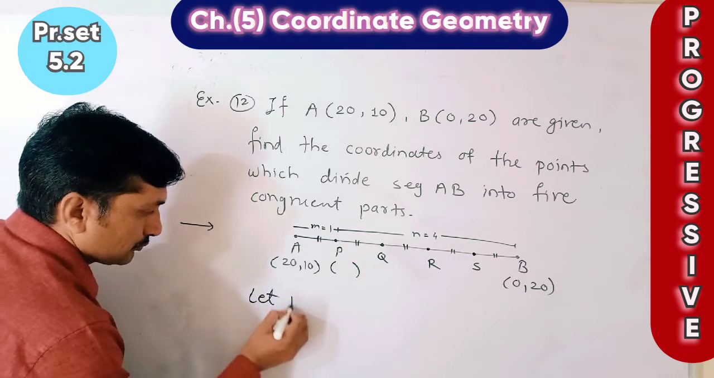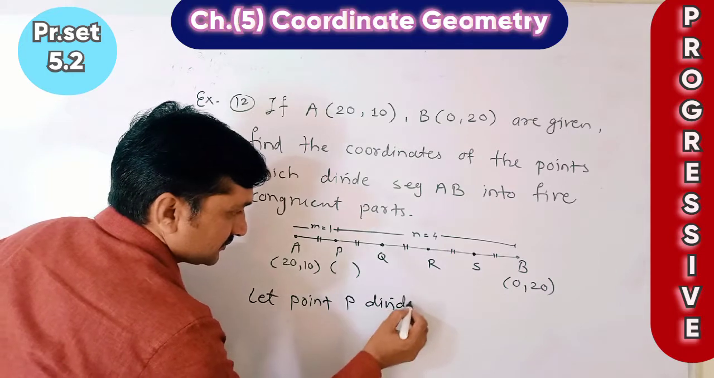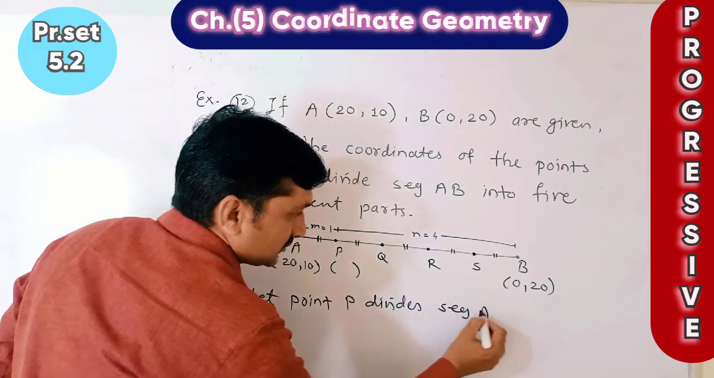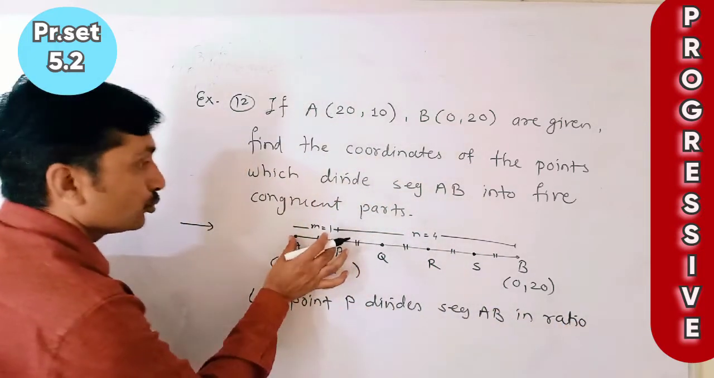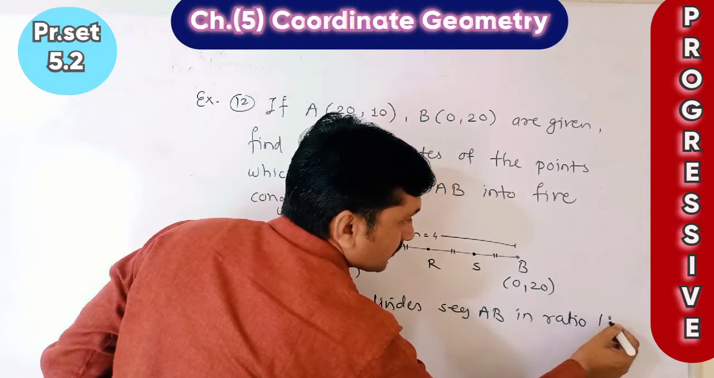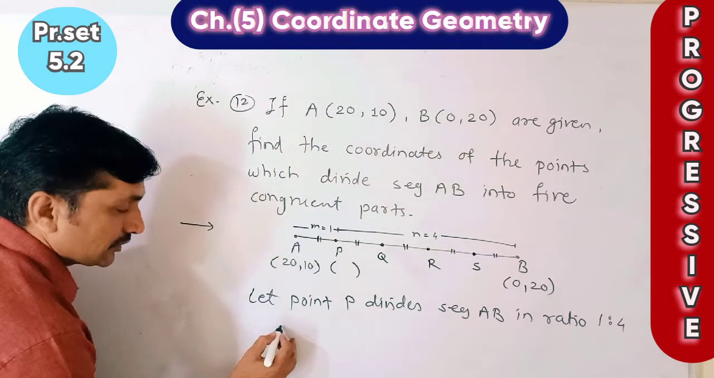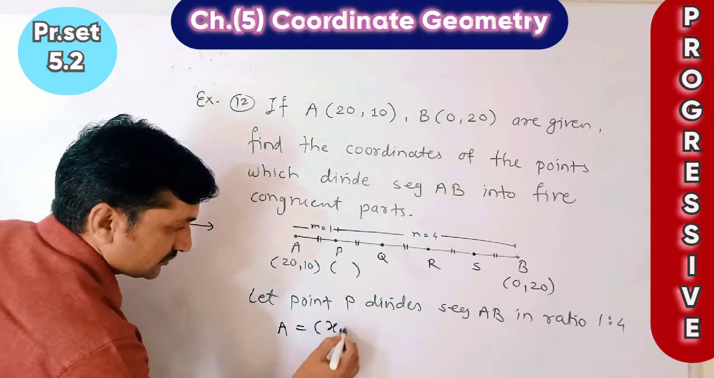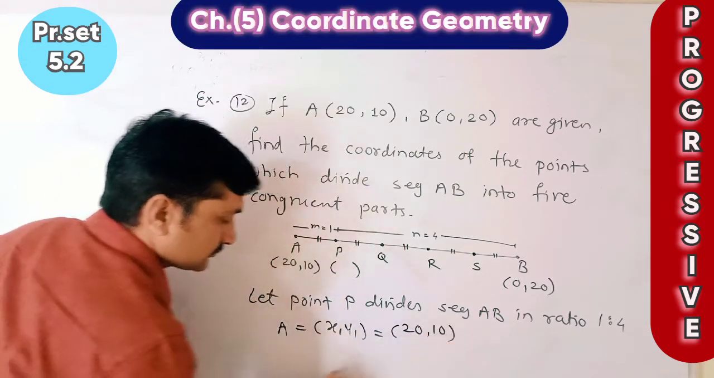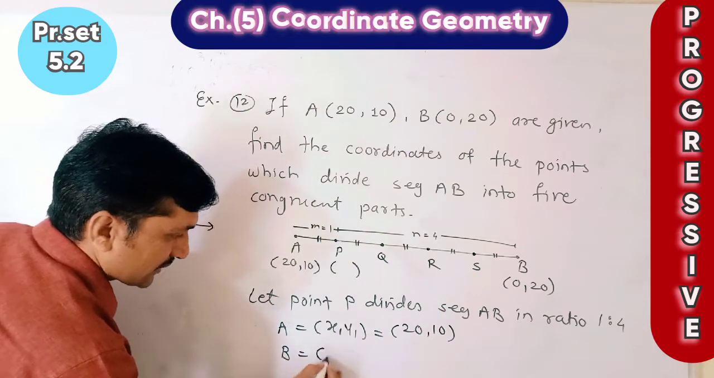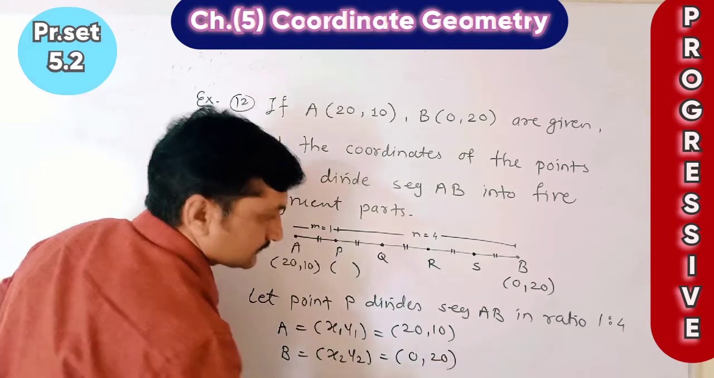Let point P divide segment AB in the ratio 1:4. A is (x1, y1), the coordinates are (20, 10). B is (x2, y2), the coordinates are (0, 20).